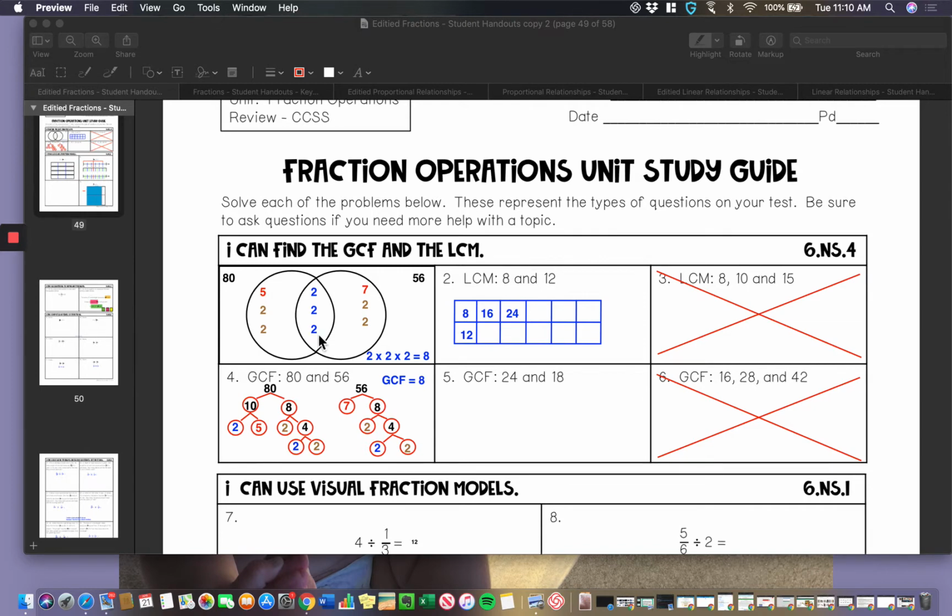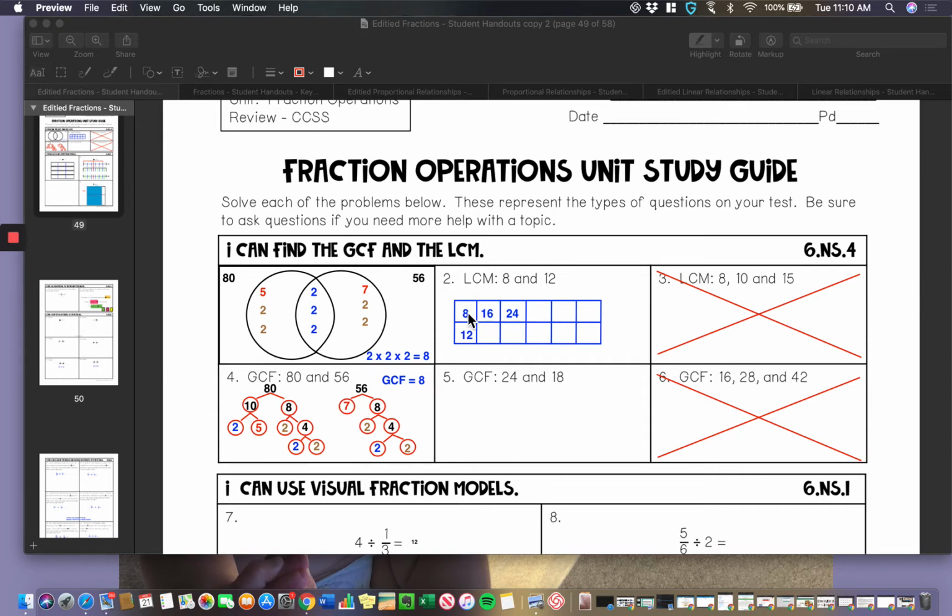I eliminated number 1, so I'm going to move on to number 2. It says find the least common multiple of 8 and 12. Well, if you have to find the multiples of 8, that means you are going to be multiplying it. So, for example, 8 times 1 is 8. 8 times 2 is 16. 8 times 3 is 24. So you can look at it that way, that the first box is being multiplied by 1, and the second box is being multiplied by 2, and the third box is being multiplied by 3.